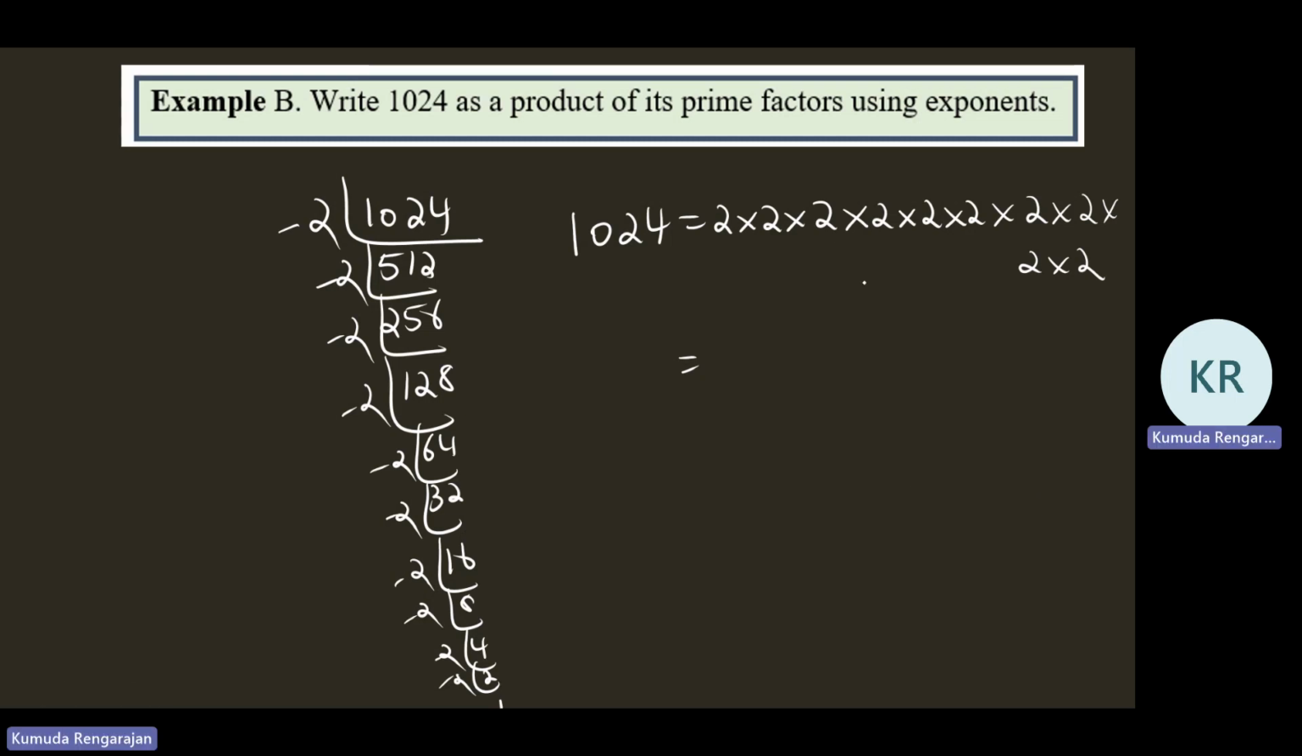Okay, so this will be right. 1024 is equal to 2 into 2 into 2 into 2, 10 times. But the question is, write it as a product of its prime factors using exponents. That means you should write it as 2 raised to the power 10. Using exponents, how do you write it? Yes, 2 to the power 10.